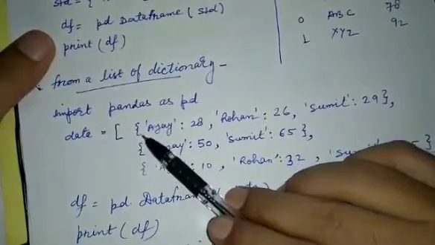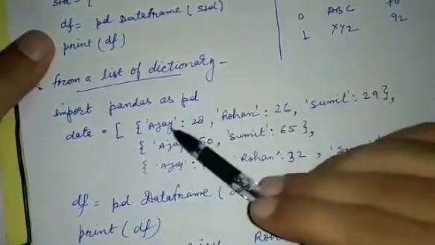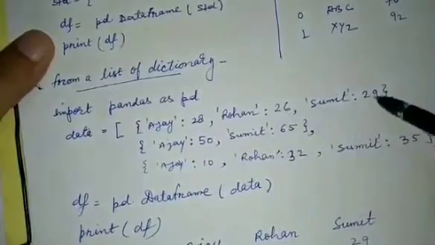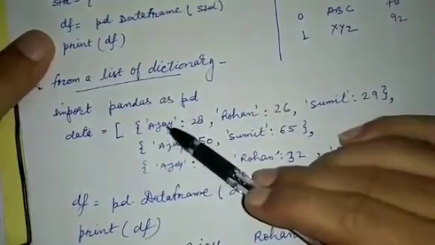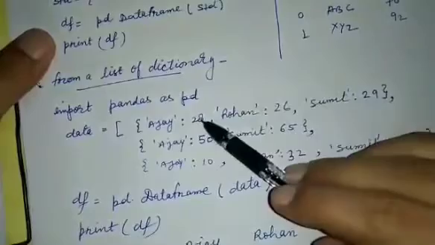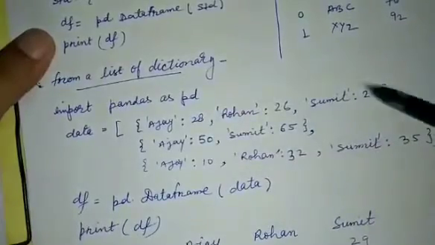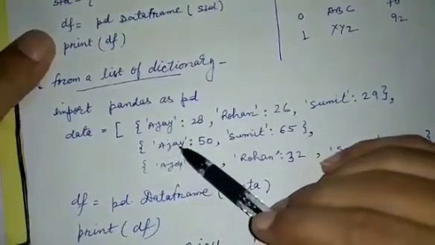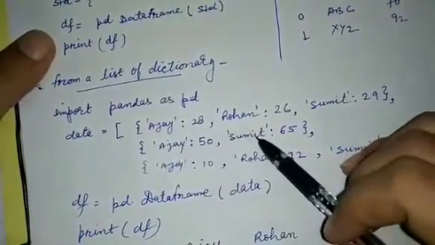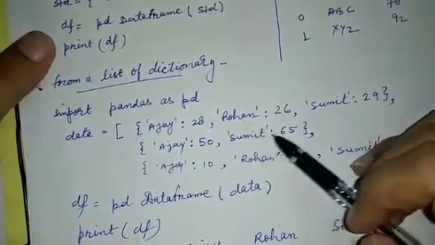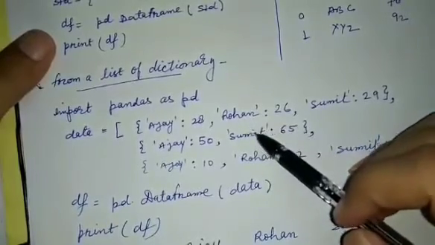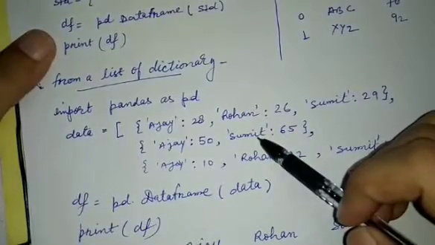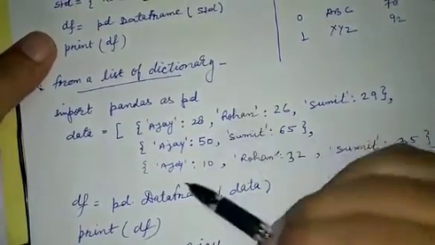A list. The first element is a dictionary: Ajay 28, Rohan 26, Sumit 29. It is a dictionary. Keys are Ajay, Rohan and Sumit. Values are 28, 26, 29. Comma. The second element of this list is again a dictionary having Ajay and Sumit only. Here Rohan is not in this dictionary, so it will be given a value NaN, not a number.